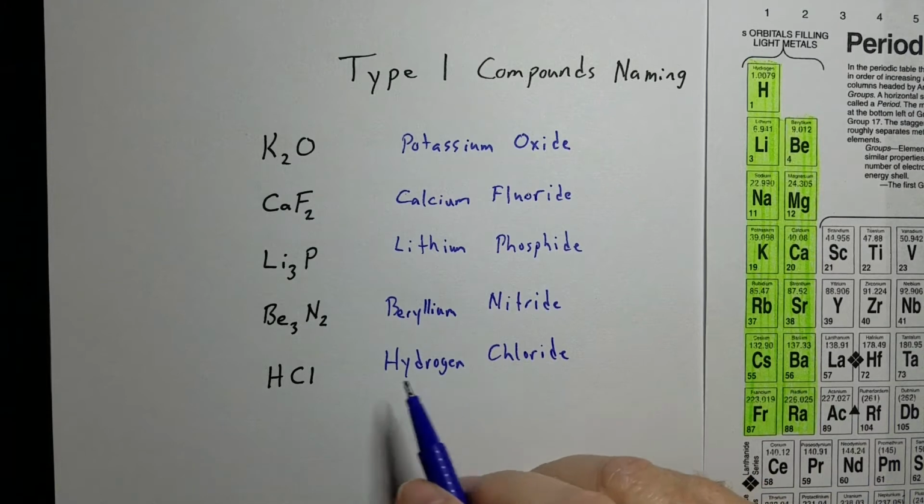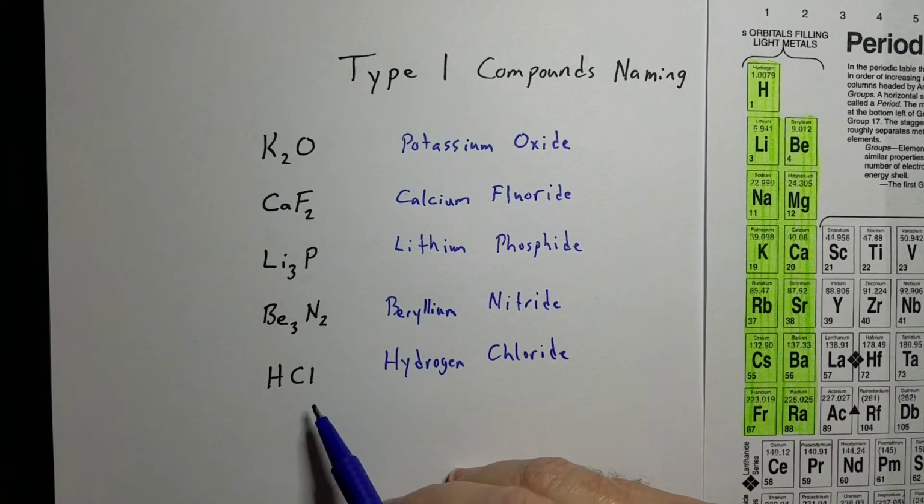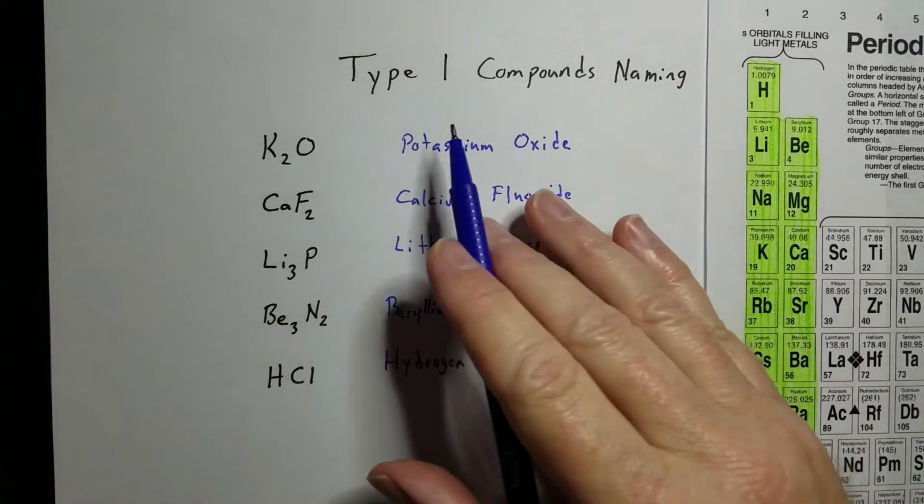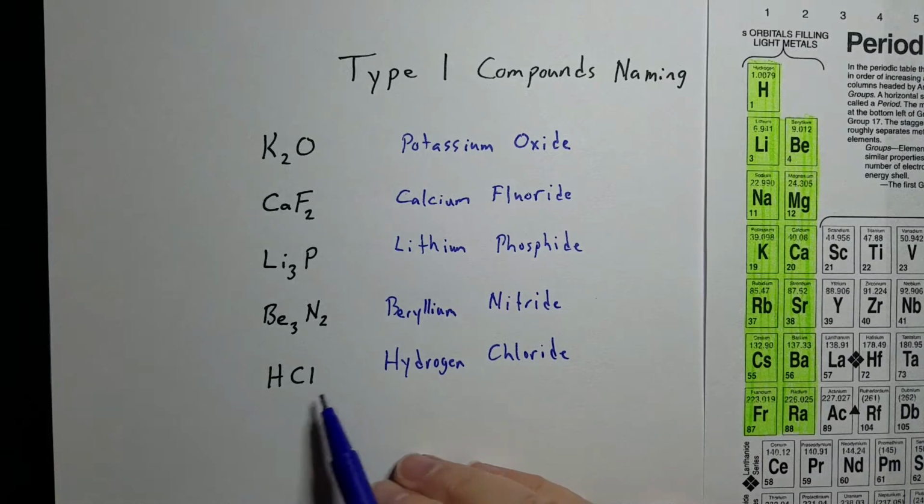Now, hydrogen chloride has a more common name. It's called hydrochloric acid. But that is when you start naming acids and bases, and there's little other things that go along with that. But for this, naming it in the style of type 1 is just hydrogen chloride.